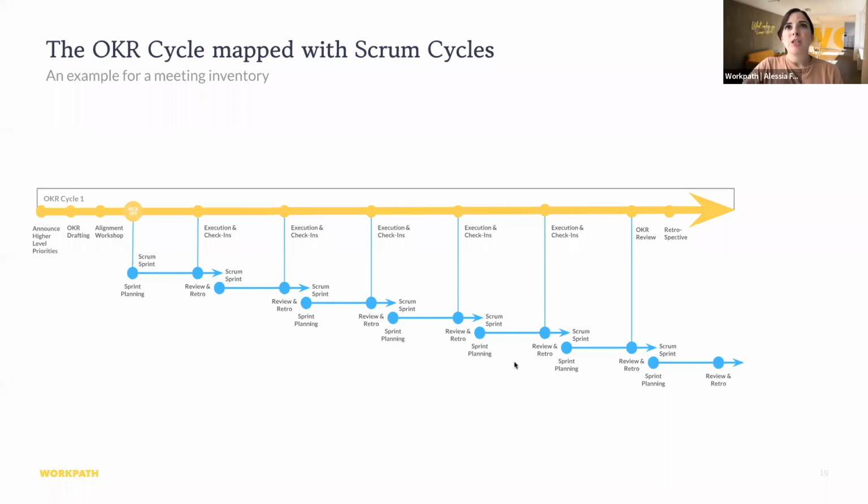Let's have a look at what this could look like in a cycle. This is a bit of a complex visualization, but let me just walk you through this. This is basically the cycle that we have seen before, just laid out on one time frame. Here we have announcing the high-level priorities, drafting OKRs, aligning the OKRs, and then at some point we have the kickoff where the work starts.